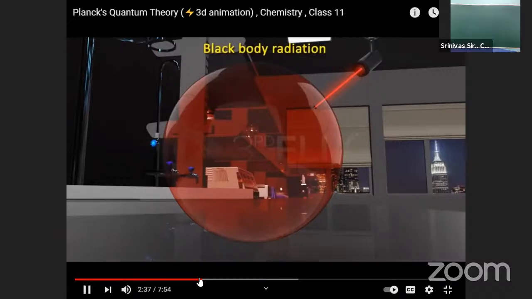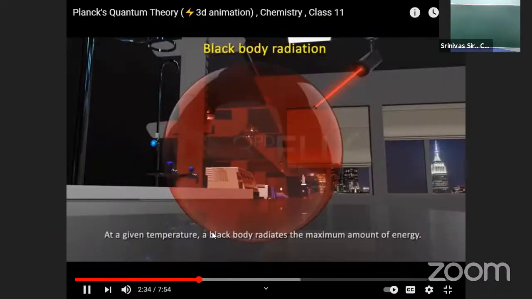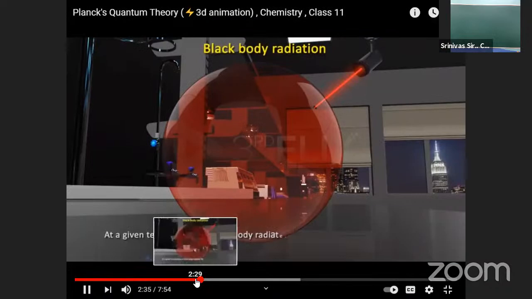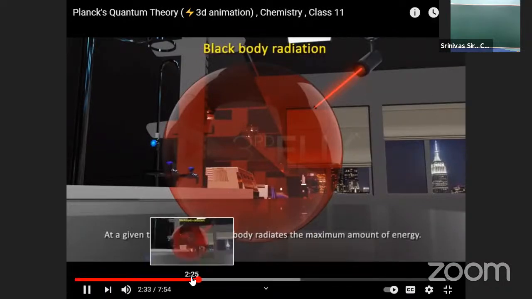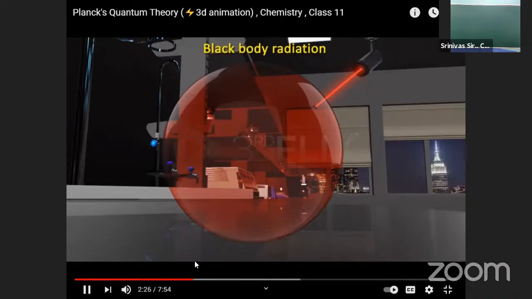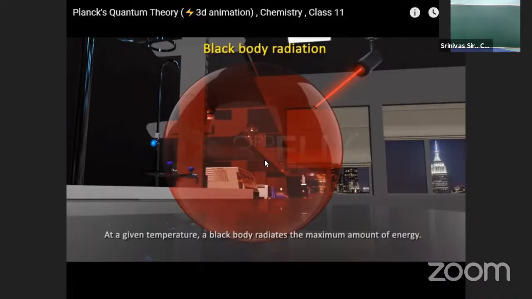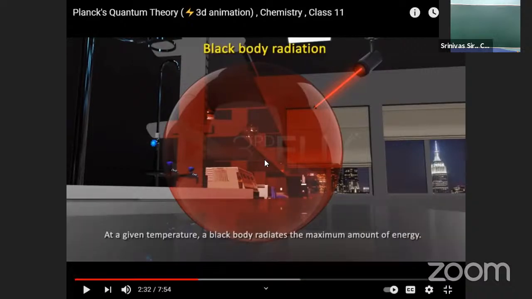Guys, this is a notable and important point: same amount of energy it has absorbed. It is to be noted that at a given temperature, a black body radiates maximum amount of energy. You can note down this point. This is a property of a black body. At a particular temperature, a black body radiates the maximum amount of energy. What does it mean? Guys, can anyone explain? What is the meaning of this statement?